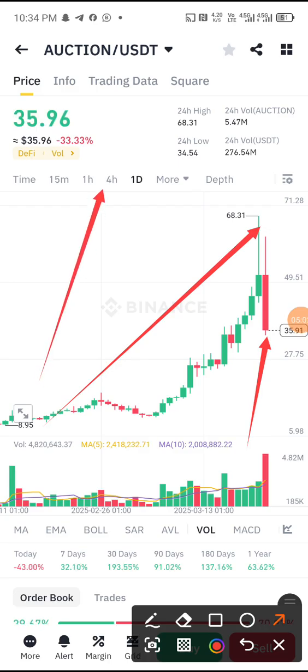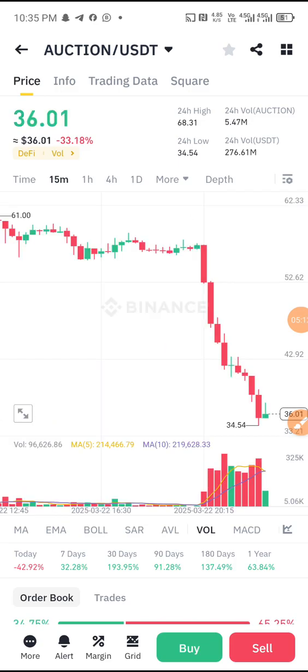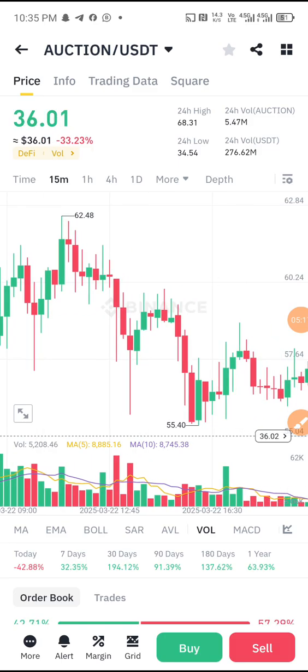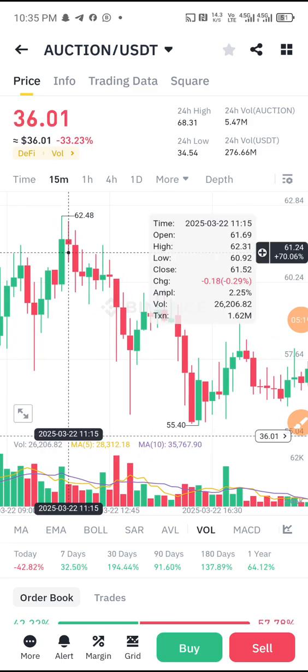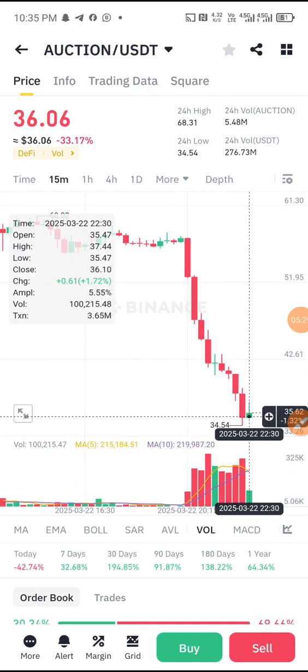So can we look at the 4 hours? Let's look at the 4 hours. Okay, and what about the 15 minutes? You can see from here, what time was it? It was March 22, which was today. Wow, you can see. And this was also today. Just a few hours difference.